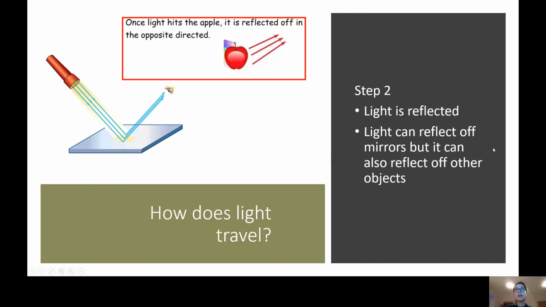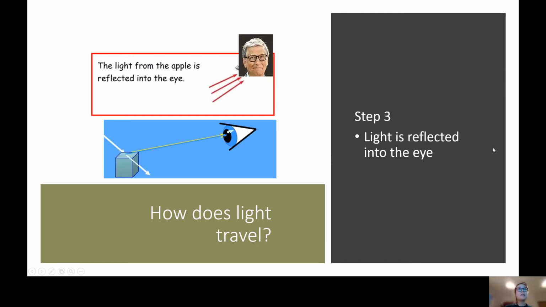That is step 2. And step 3 is light from the apple is reflected into the eye. So it bounces off the object and it's reflected into the person's eye here. And those are the 3 steps of how light travels from the light source to the object, bounces off, is reflected, and goes back into your eye.